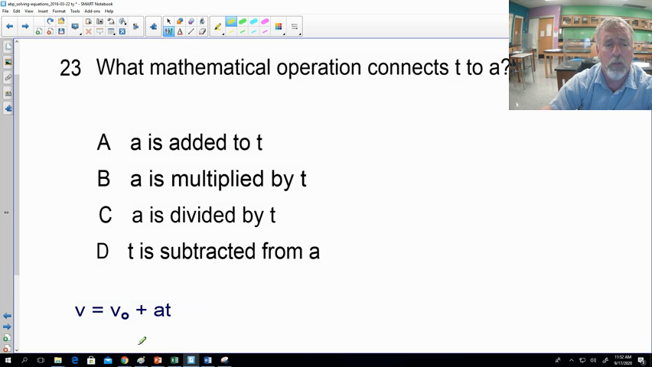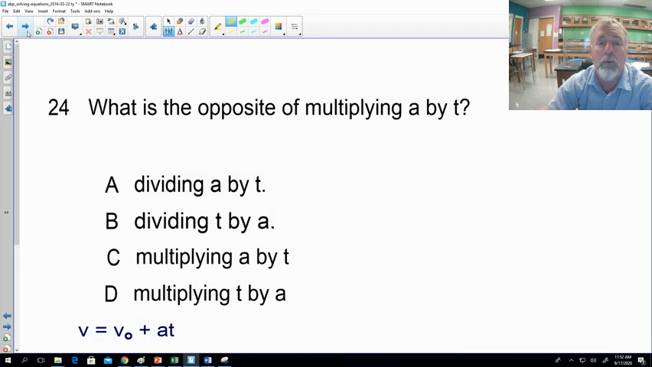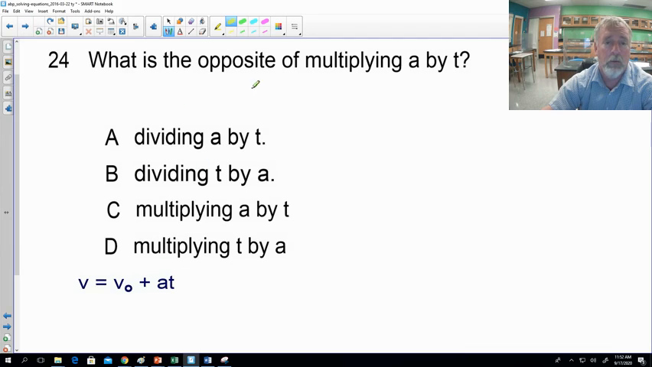But we're still not done, because there's another term here, right? We still got to deal with this t and the a over here. The a is not by itself. So how are the a and the t connected? Well, we can look at our equation. What do we see? A is multiplied by t. So hopefully you know what the next question I'm going to ask you is, how do we undo that multiplying by t? The opposite of multiplying is dividing. So instead of multiplying a by t, we're going to divide a by the t.